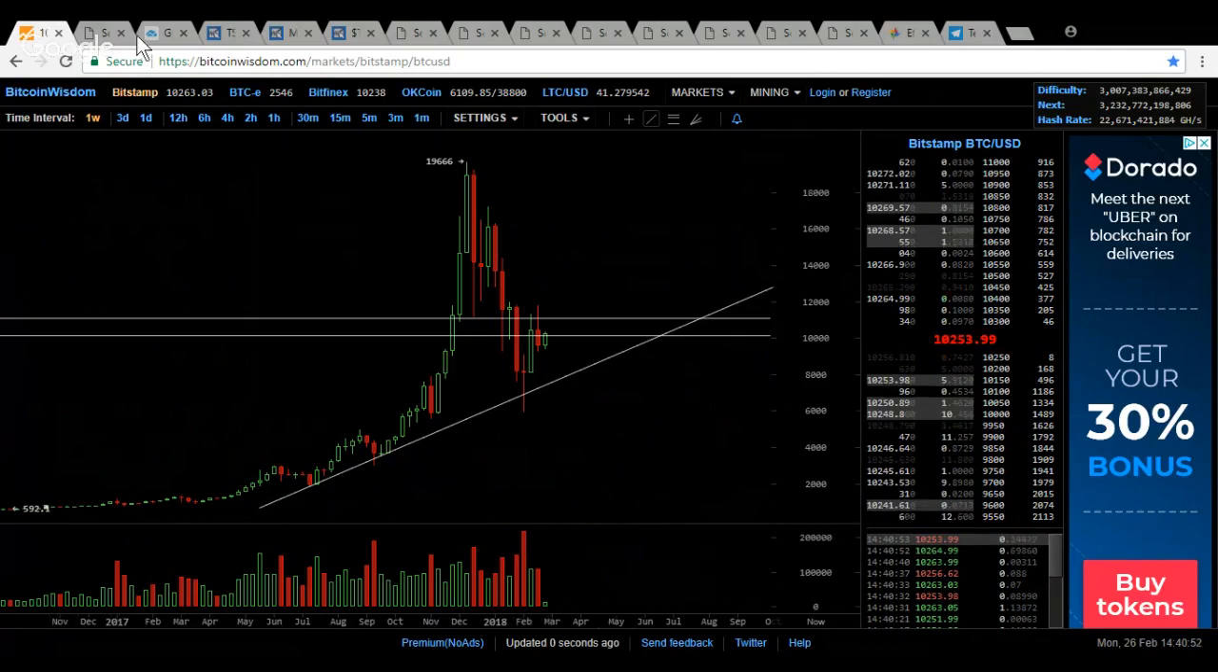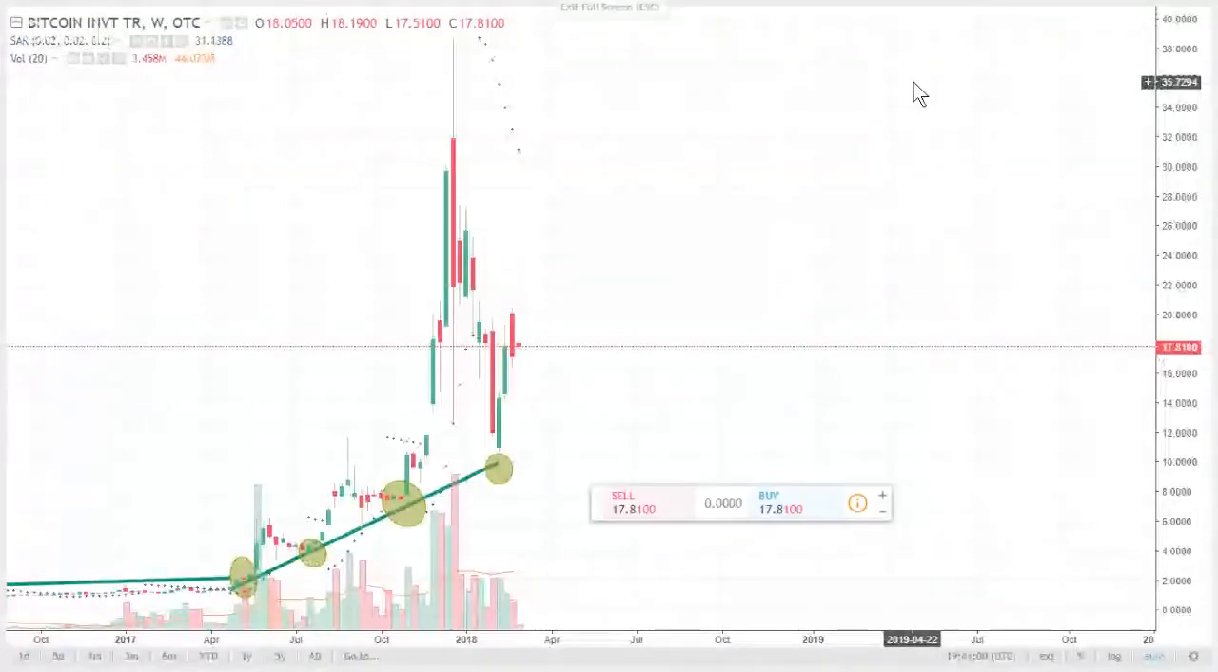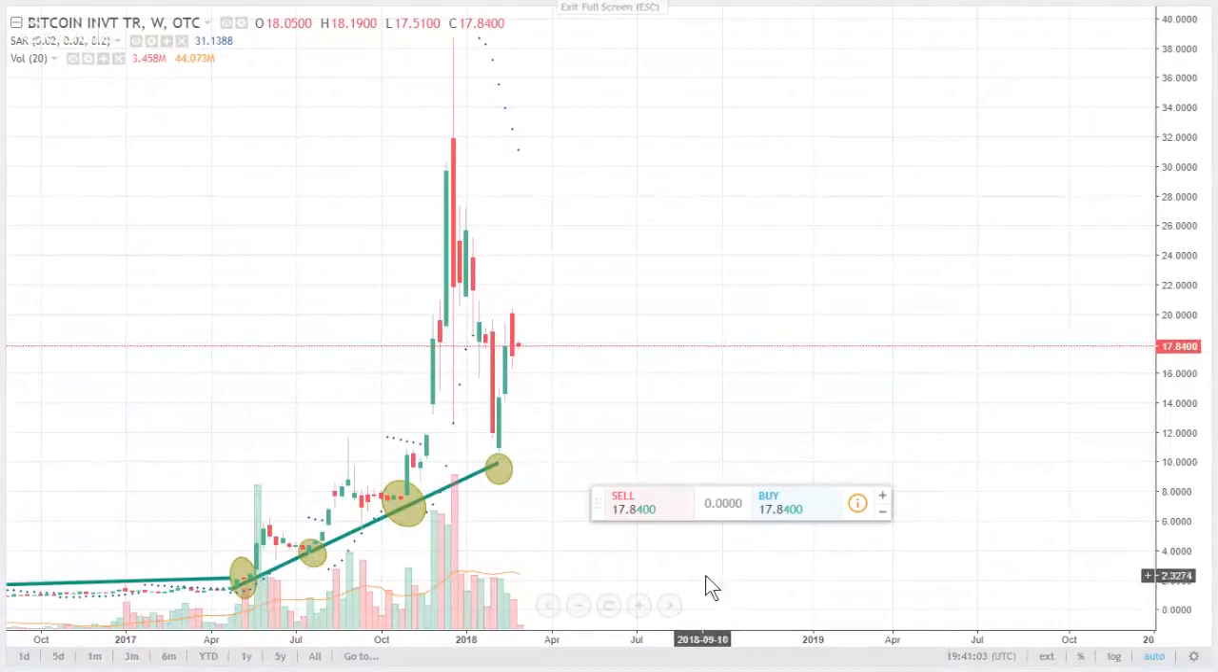Okay, now I'm going to go back to GBTC. And notice the similarity between this chart and this line coming down to the bottom of this candle, which was the low of Bitcoin at 5,920. And notice that this is clearly a phase 2 line.